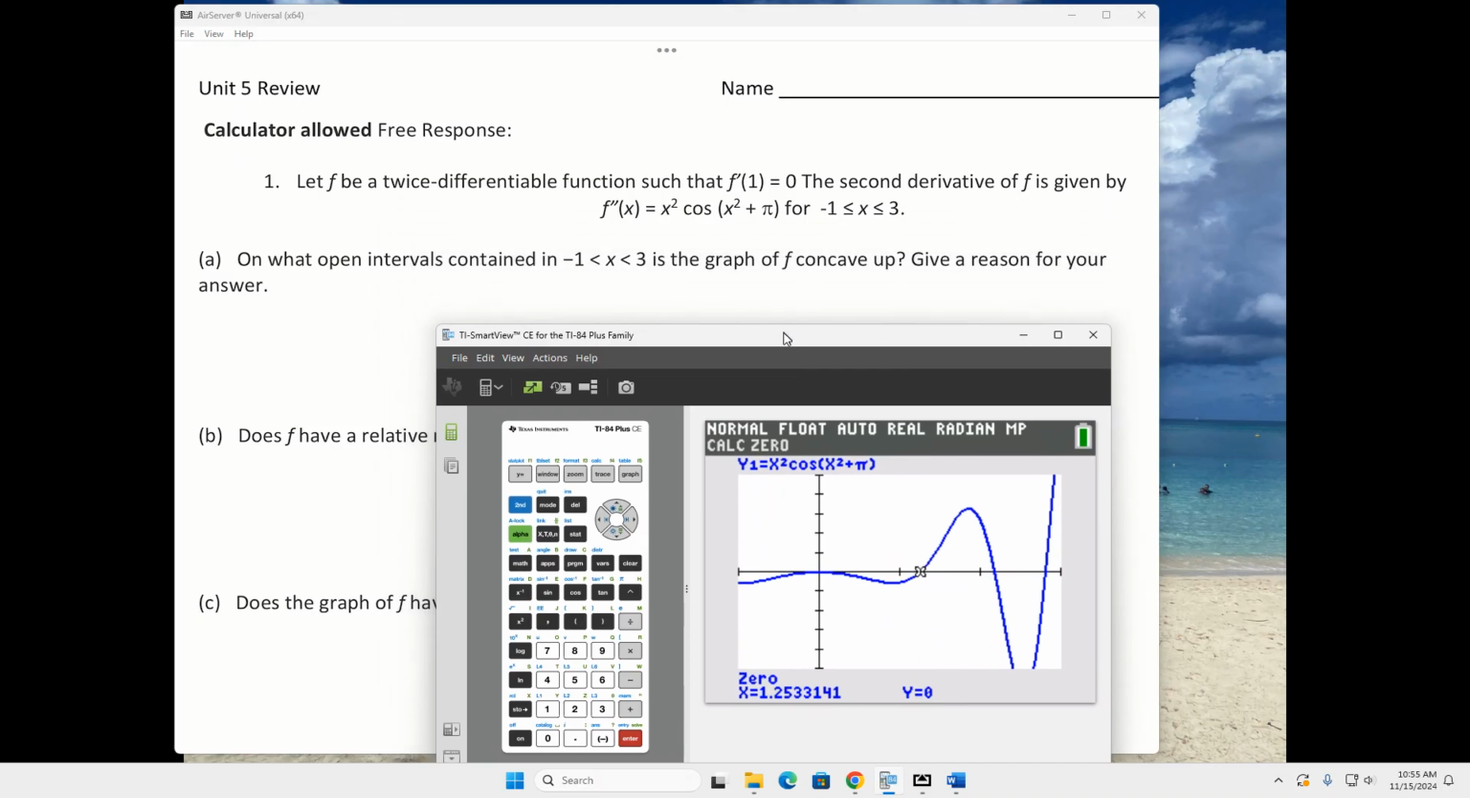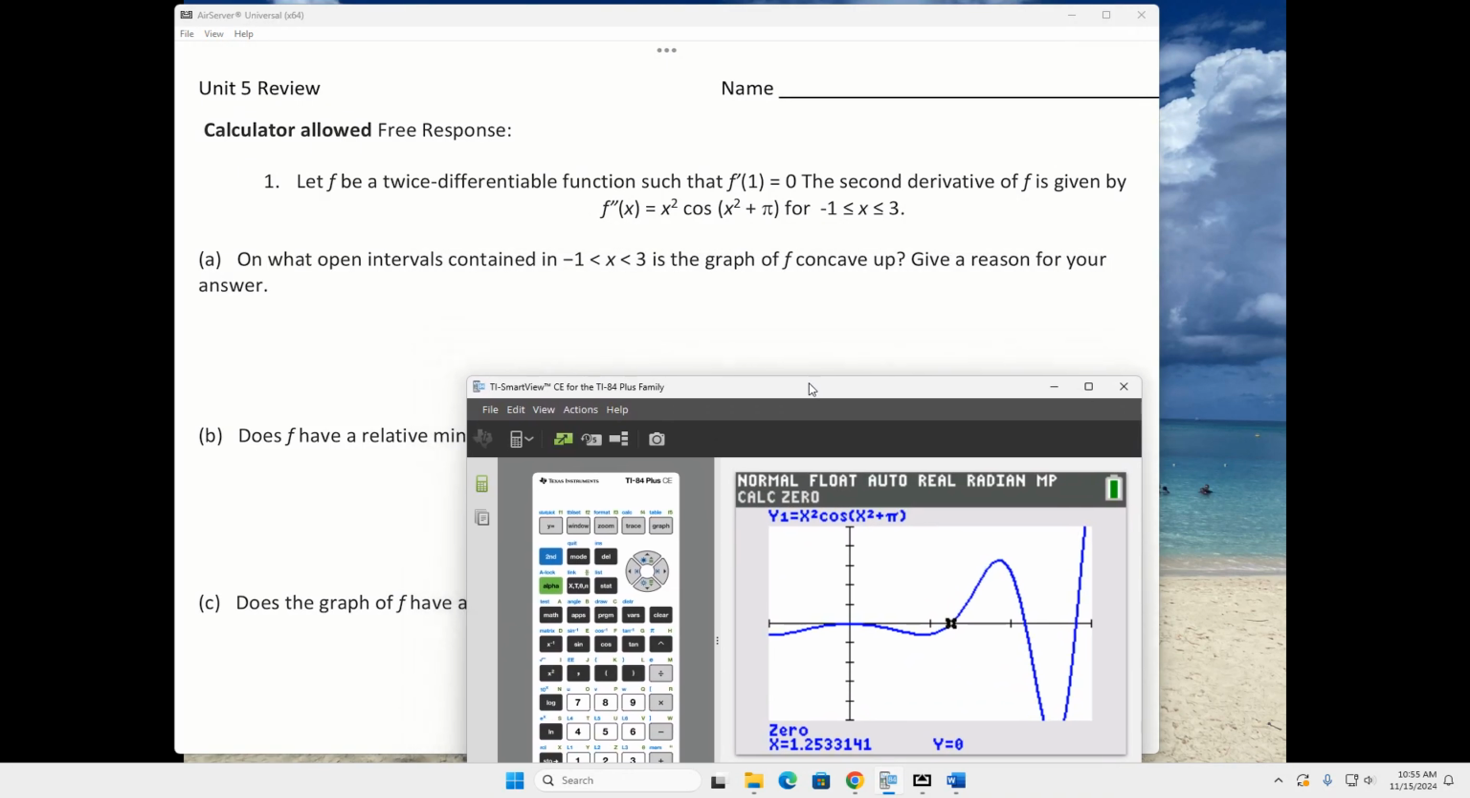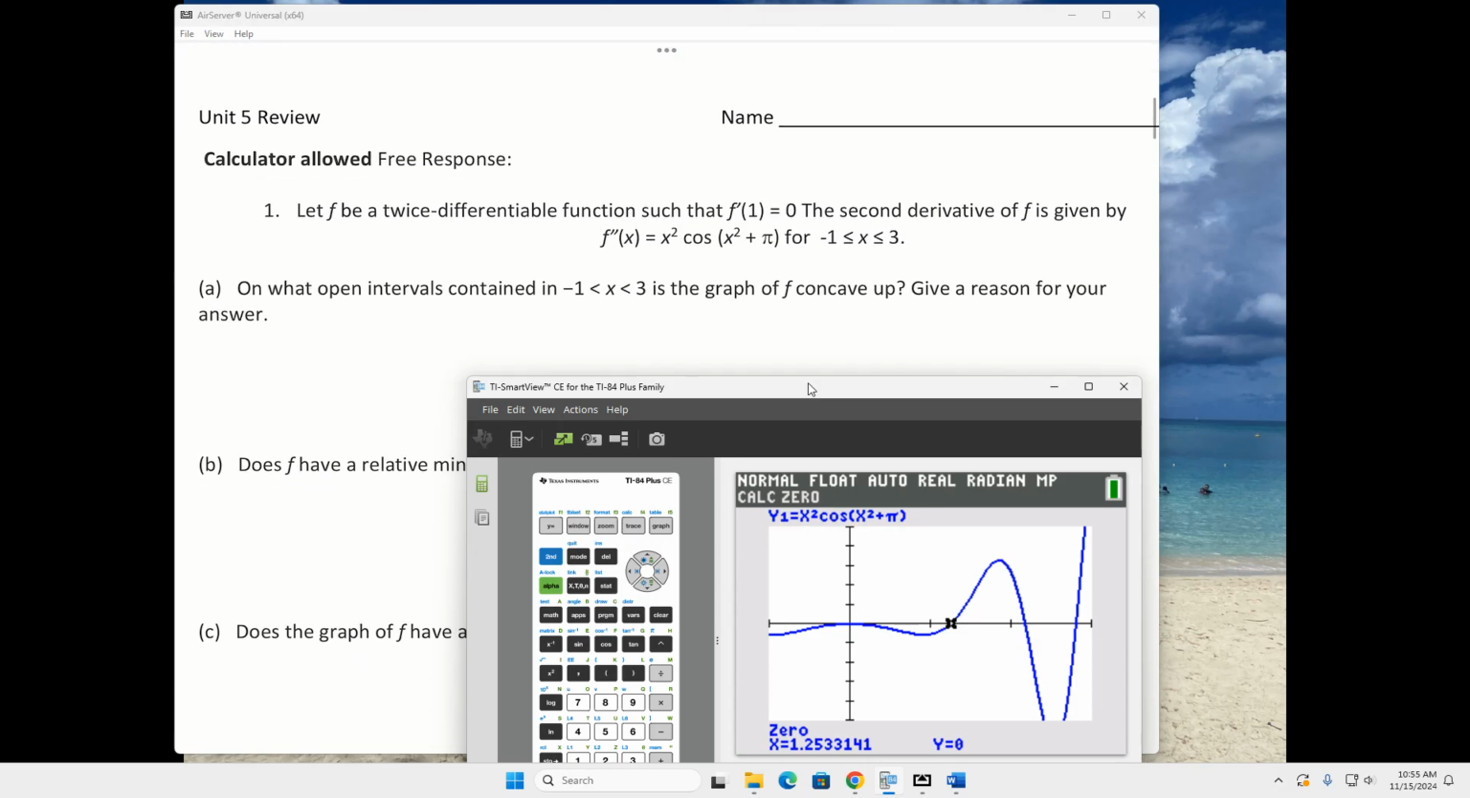Okay, I'm actually going to start writing the answer because I don't want to lose that number. All right, so we would start writing.